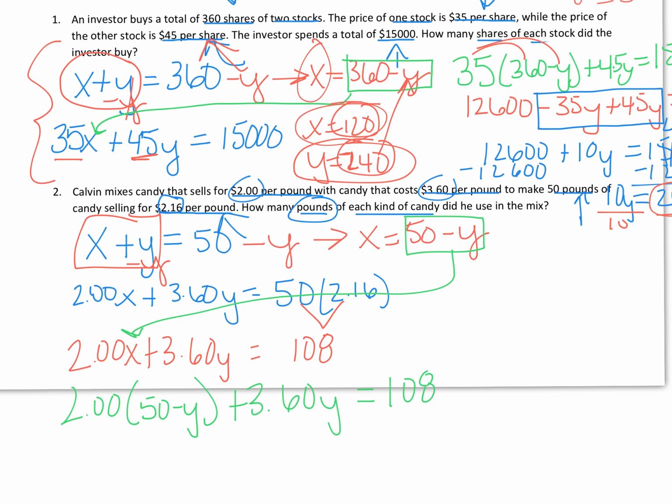Going off the paper again. Okay, I need to distribute. So even though it says $2, it's 2 times 50, which is 100. And then 2 times negative y is negative 2y. Because these zeros can go on forever, but they really don't count. And then add 360y, which is just 3.6 really, equals 108.